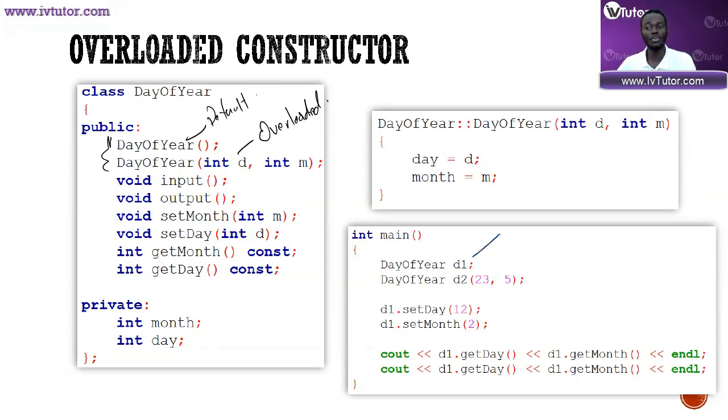And take note, no brackets. If you're making a variable and using the default constructor, you don't put brackets. This will use the default constructor. If you want to use the overloaded constructor, you just put brackets and you provide the arguments that are required by your overloaded constructor. So these are the two ways you can now start making variables of type day of year. If we don't have a default constructor, then it means you have to do it this way. In this case, we have both, which means we can do it this way or we can do it this way, which means in this case, our day becomes 23 and our month becomes 5.